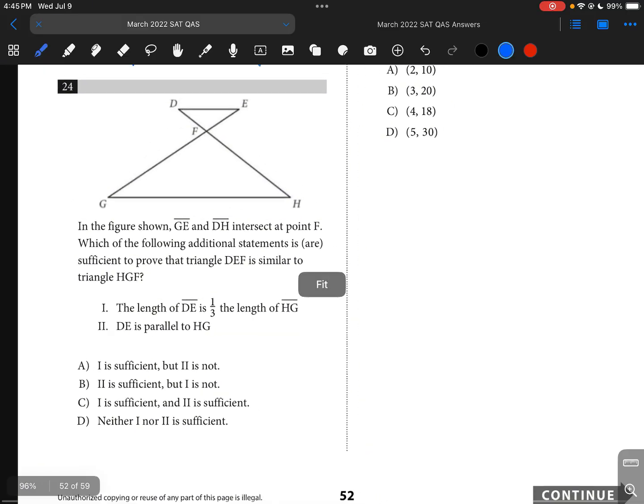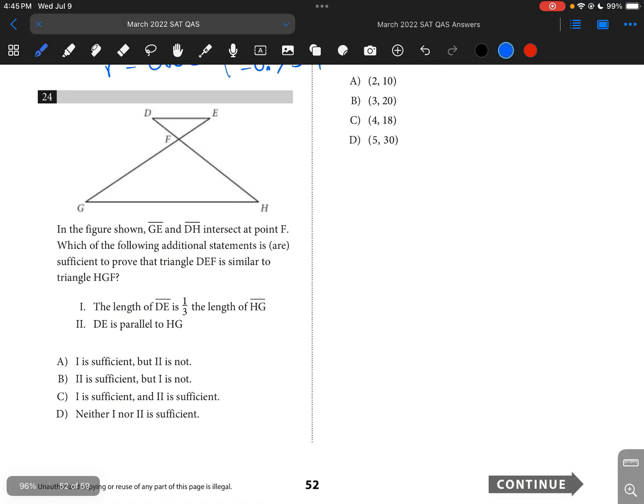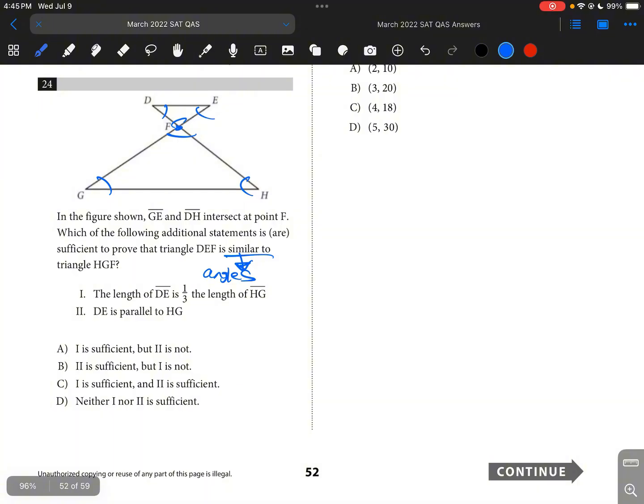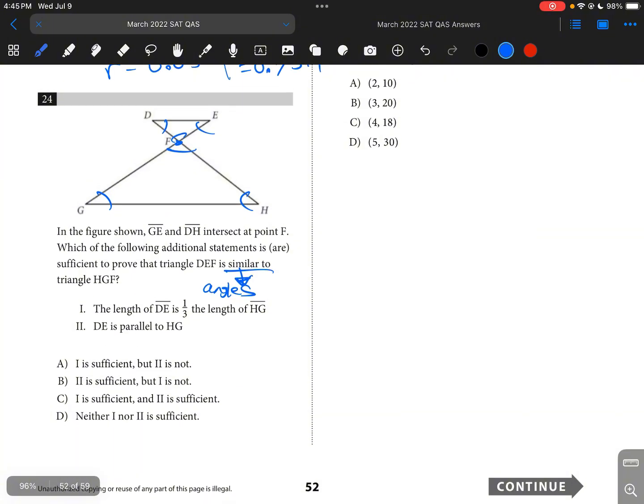In this figure here, GE and DH intersect at point F. Which of the following additional statements is sufficient to prove that they are similar? Okay, so similar triangles just mean that they have the same angles. That this angle, this angle, and this angle are equivalent to these. It does not necessarily mean that they have the same size, which is congruency. Similar triangles could have any varying size.